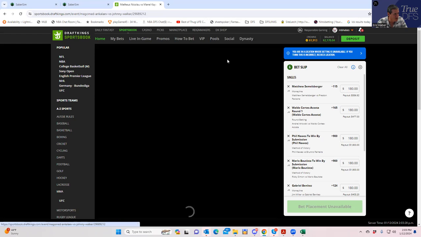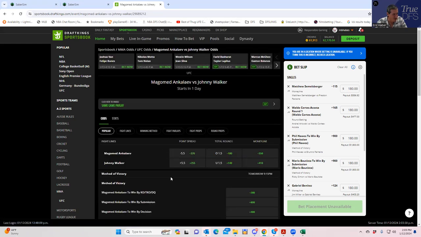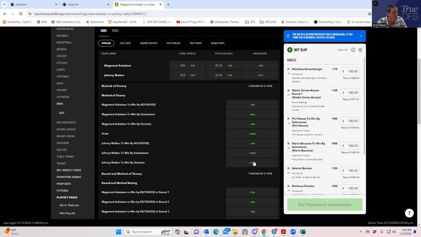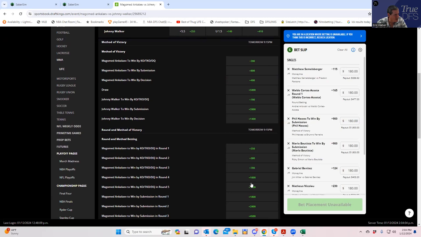So let's just take a look at some of these lines. Let's see if Walker by decision, we can get plus 1,100. I doubt it. So let's see. Ooh, Johnny Walker by decision, just leg kicking him for 5 rounds and getting it done, is that humanly possible? What about this one? How about Walker by submission? Correct me if my information is inaccurate, but I think he's gotten a couple of submissions. Let's look at Ankalaev. Nah, there's just nothing here.